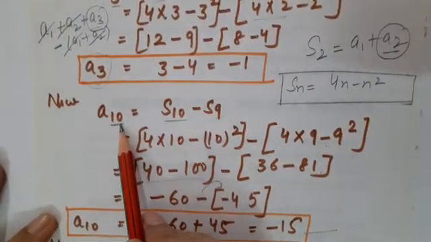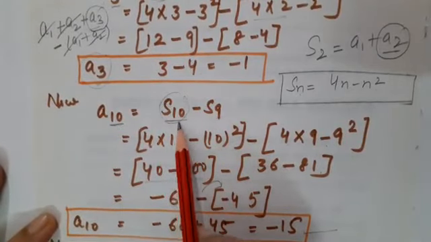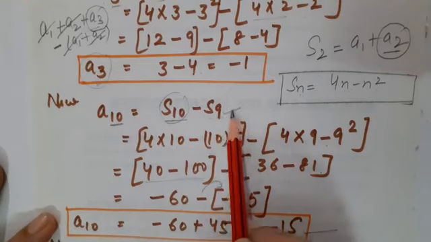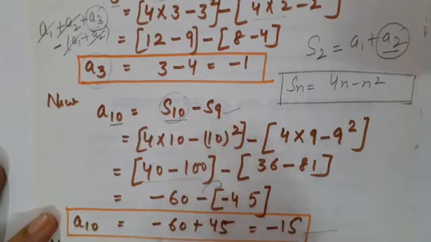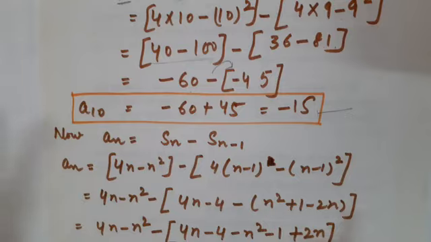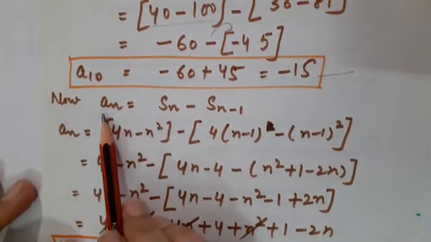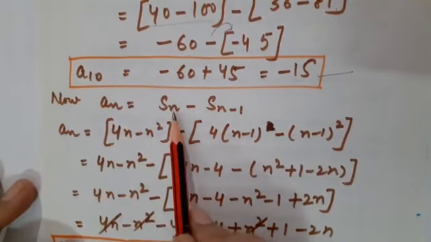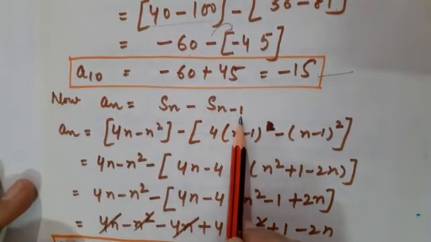For finding A10, I first took the sum of the first 10 terms, and after that I subtracted the sum of the terms preceding 10. Correct, students? Now you will better understand the generalized form. I will have to calculate the nth term, that is an. So it must be equal to Sn minus Sn minus 1.